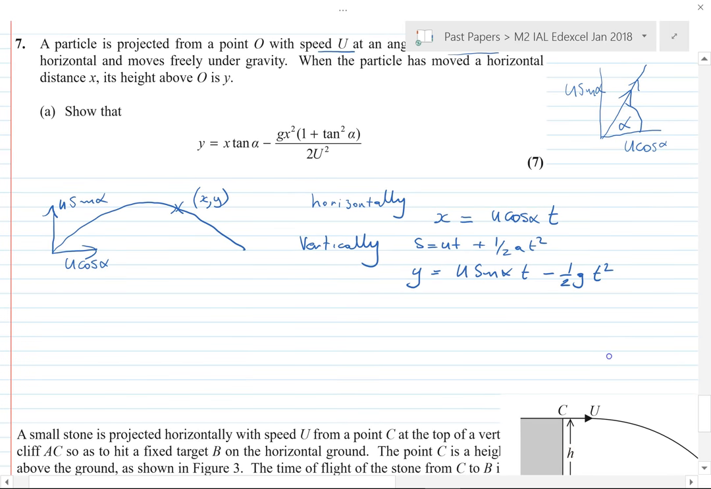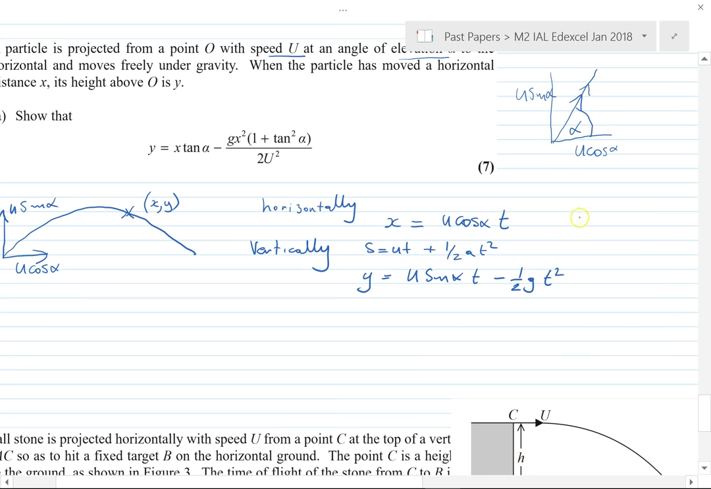Now we can see from the formula above that rearranging for t gives me t is x over u cos alpha. So we can substitute for t.